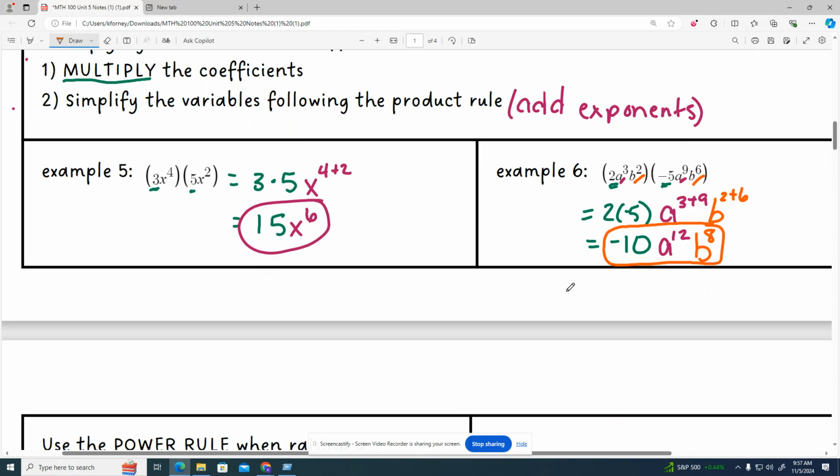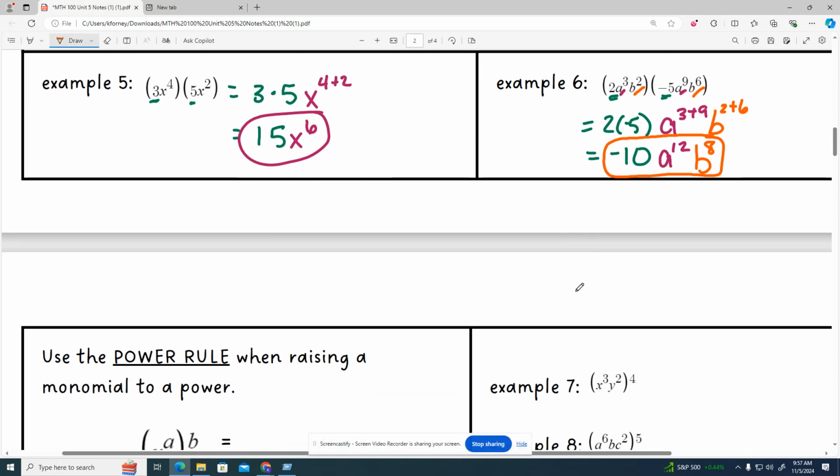Are we going to divide? Yes. We're going to do this whole thing, this is all today.